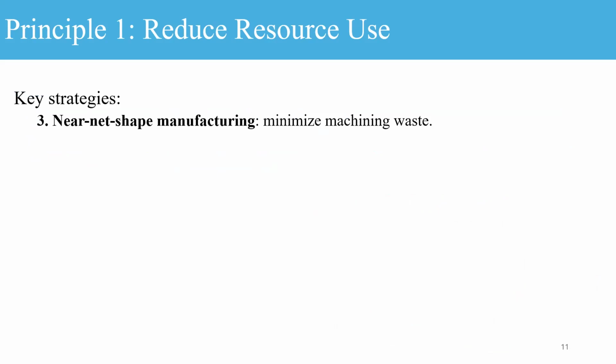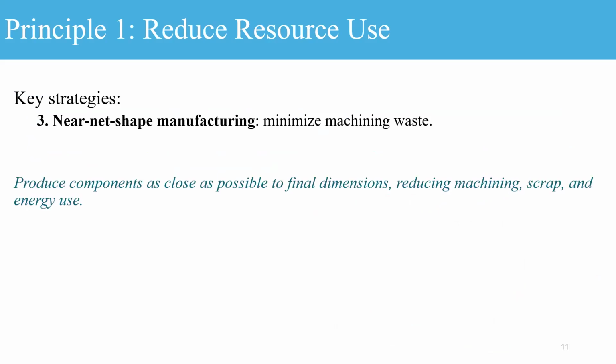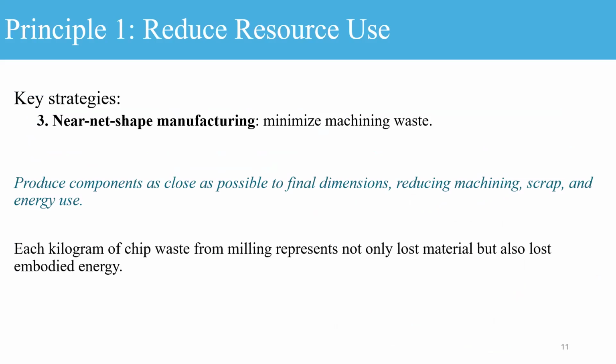So the third strategy to reduce the resource use is near net shape manufacturing, which minimizes the machining waste. The idea here is to produce components as close as possible to the final dimensions, which reduces machining, scrap, and energy use. The main idea here is that each kilogram of chip waste, especially from milling or other machining, represents not only the loss in material, but it also means there is a loss in embodied energy. So you are spending a lot of materials and a lot of energy to get some product.